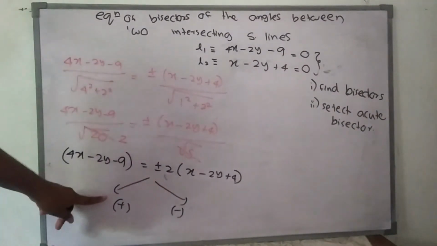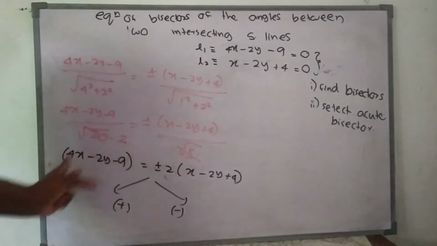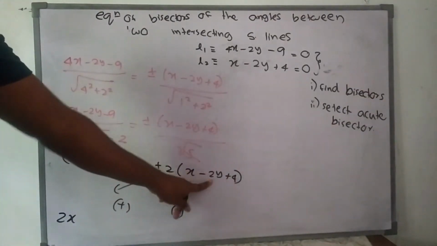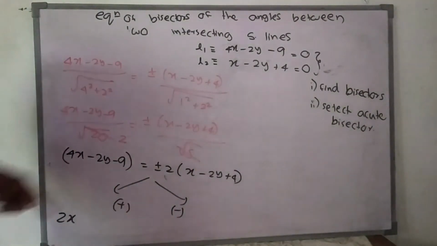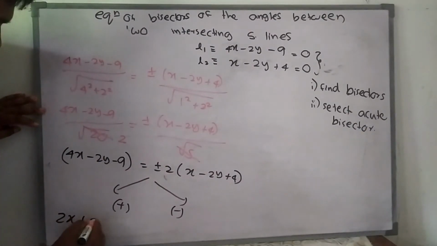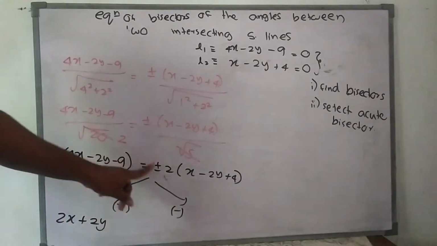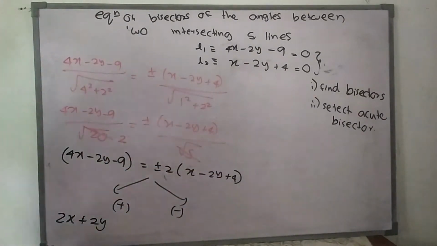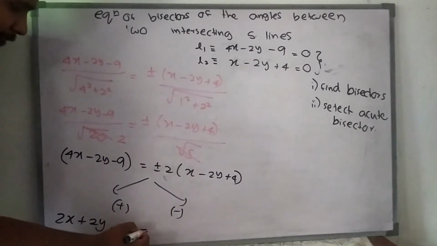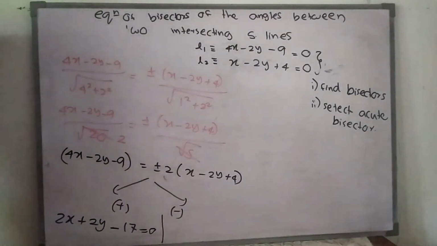If it is plus, then plus 2x, then it's minus 2x. Minus 4y, come to the other side, then plus 4y. Plus 8, come to the other side, minus 8. What about minus 1?